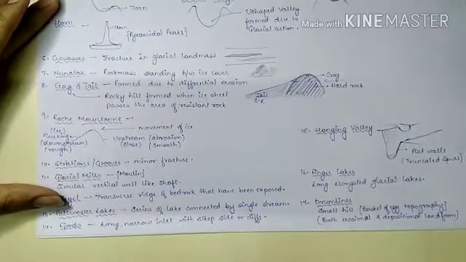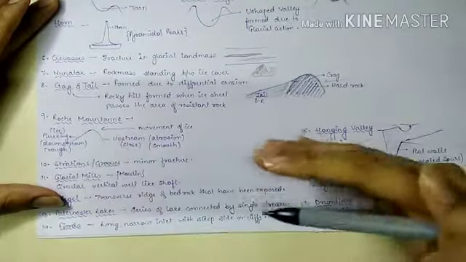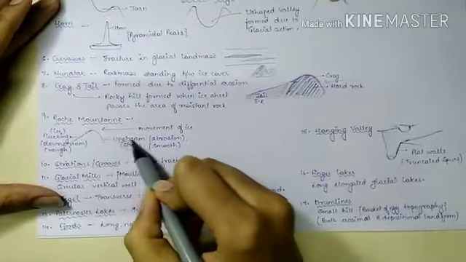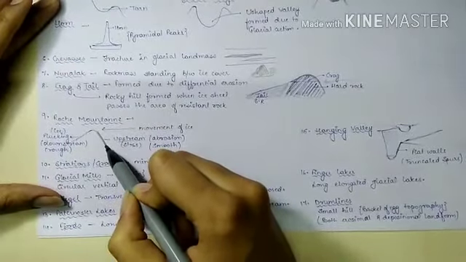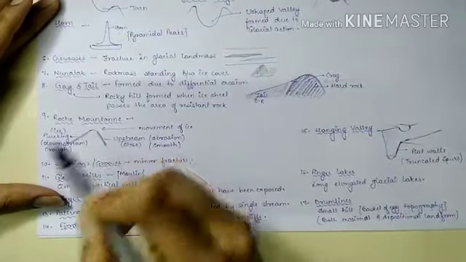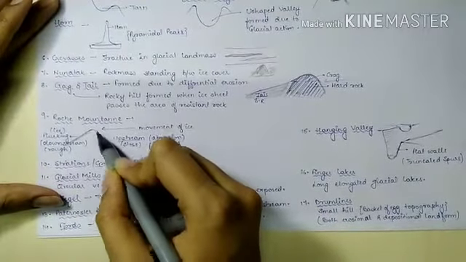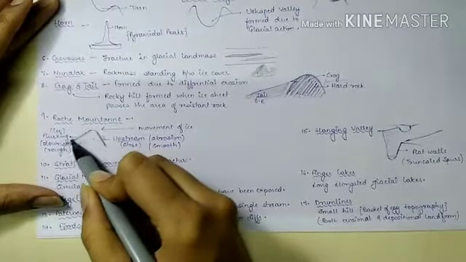abrasion and plucking. So here what happens is, this is the front part and this is the movement of ice. So this is the upstream area, which is also known as stoss. This area will be known as stoss of Roche Mountain, and this area will be known as lee of Roche Mountain. So here abrasion will take place, because of which this area will be smooth, and here plucking will happen, because of which this area will be rough.